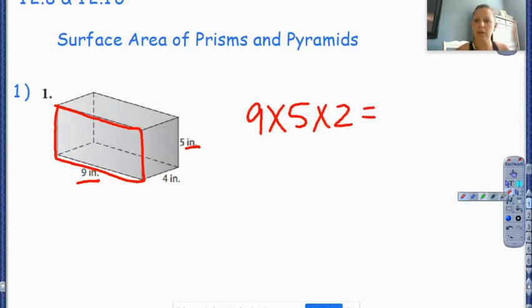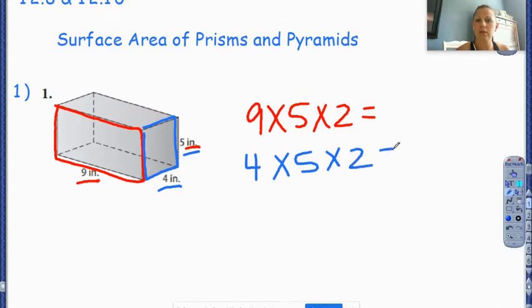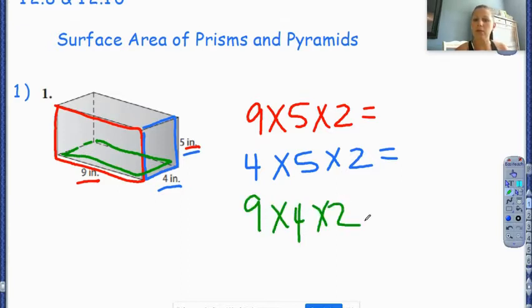Then I have the rectangles on the sides. The dimensions of my rectangle on the side is 4 and 5. 4 times 5 times 2, because there's one here and one here. And now I have my rectangle on the bottom, right here. The dimensions of that rectangle are 9 times 4. And there's also 2, the one on the bottom and the one on top.